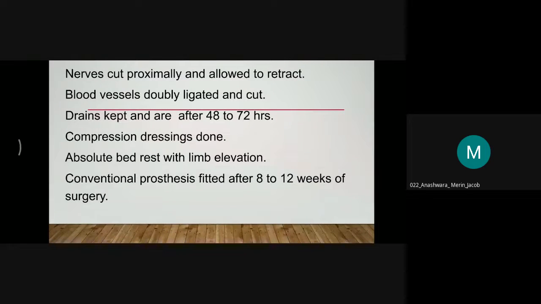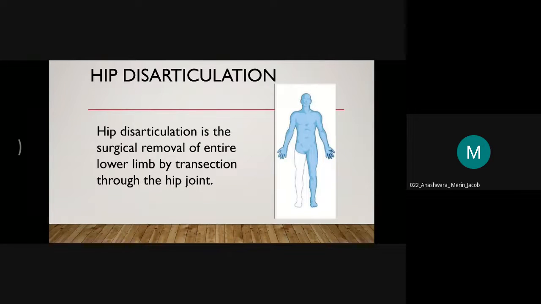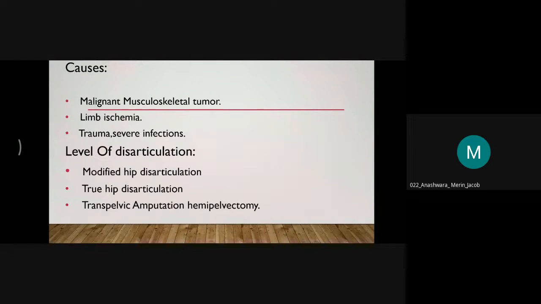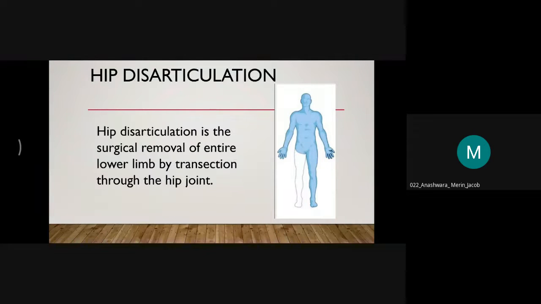There are many procedures available for below knee amputation, above knee amputation, and even for a trans-hip amputation. Then hip disarticulation. I am coming from above to downwards, from hip to toe. There are two things: one is disarticulation, and another one is amputation. Both have a difference. Does anyone know the difference between disarticulation and amputation?